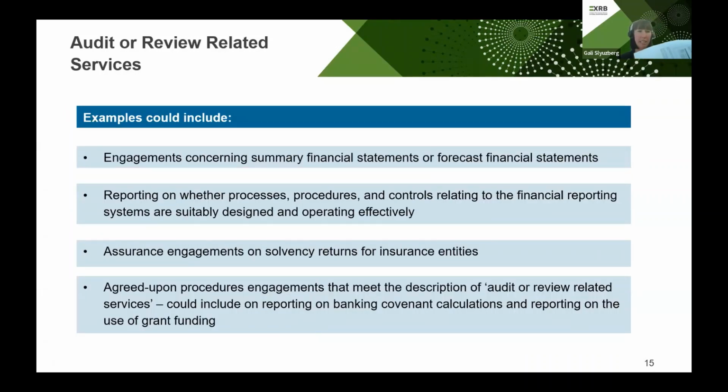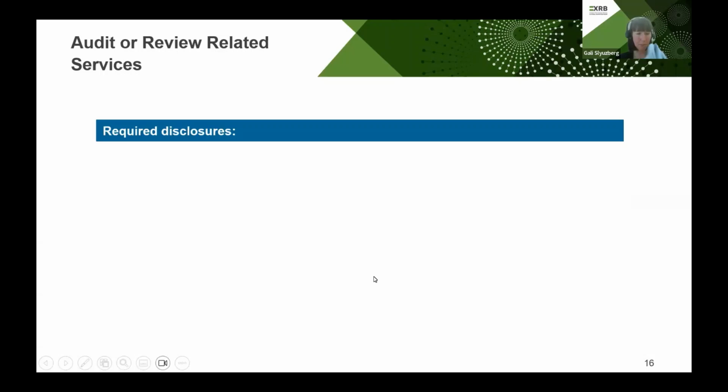And these are some examples that could be classified as audit or review related services. These are included in the standard just to give extra guidance to help apply the requirements. So we've talked about the nature of services that could be classified as audit or review related services. And now let's look at the actual disclosure requirements.